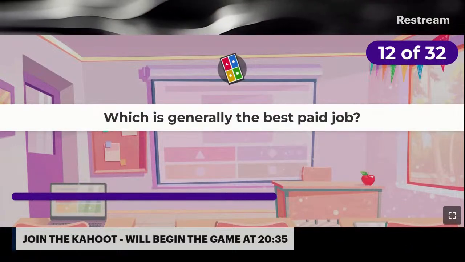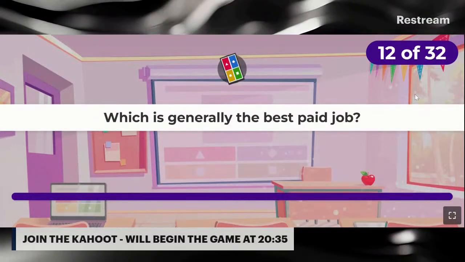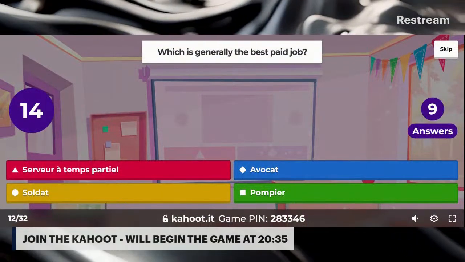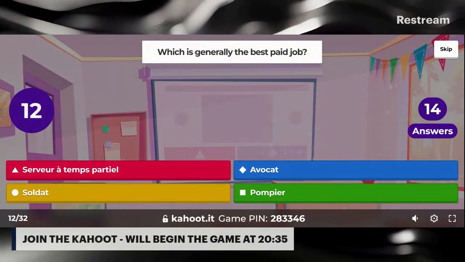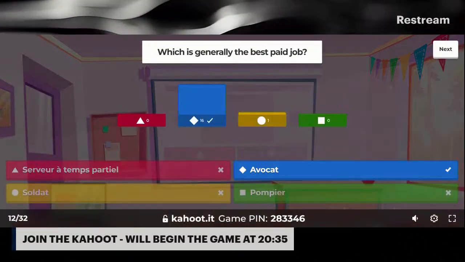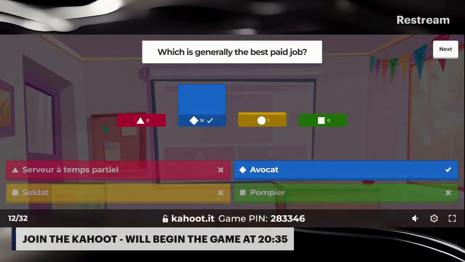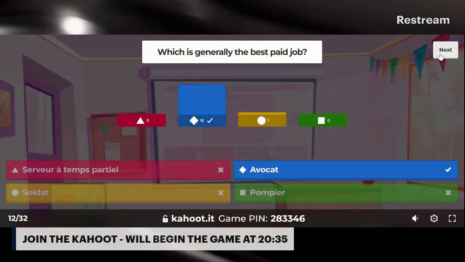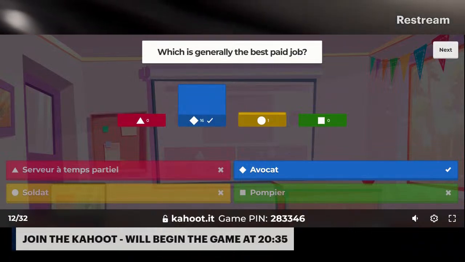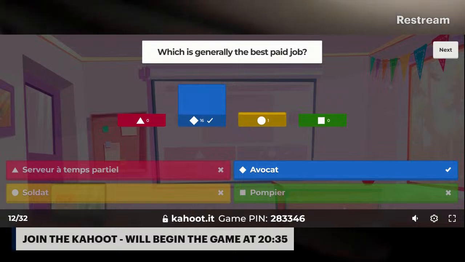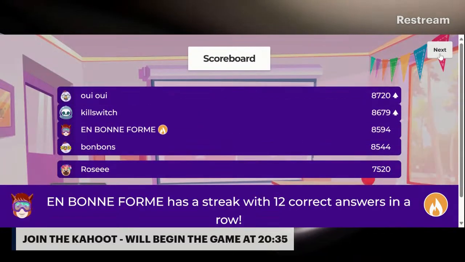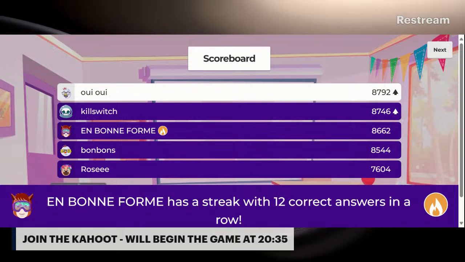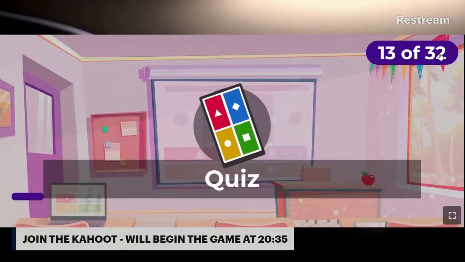Which is generally the best paid job? Is it serveur à temps partiel, avocat, soldat, or pompier? Avocat, which is lawyer. Otherwise, you've got waiter, soldier, or fireman or firewoman. Okay. Well done to those in the chat.